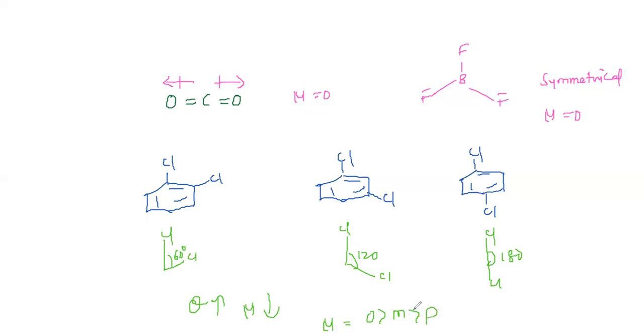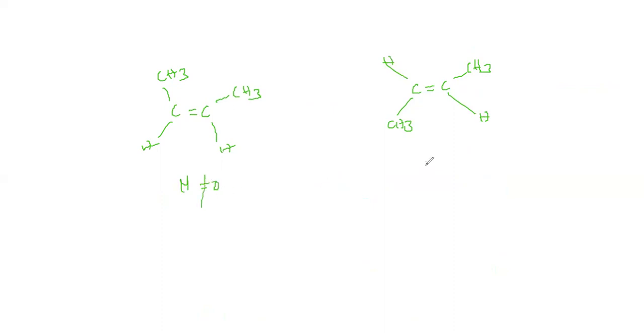If they give cis and trans, cis always has more dipole moment than trans, because trans is symmetrical. Another one is if they give the question like CH3, CH3 here, H, H, and similarly here CH3, CH3, H, H. So here dipole moment is always not equal to 0. Here it equals 0 because it is symmetrical.